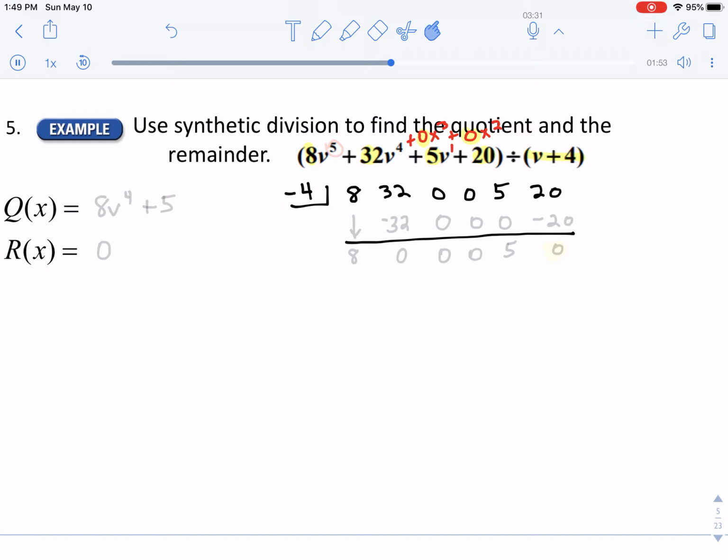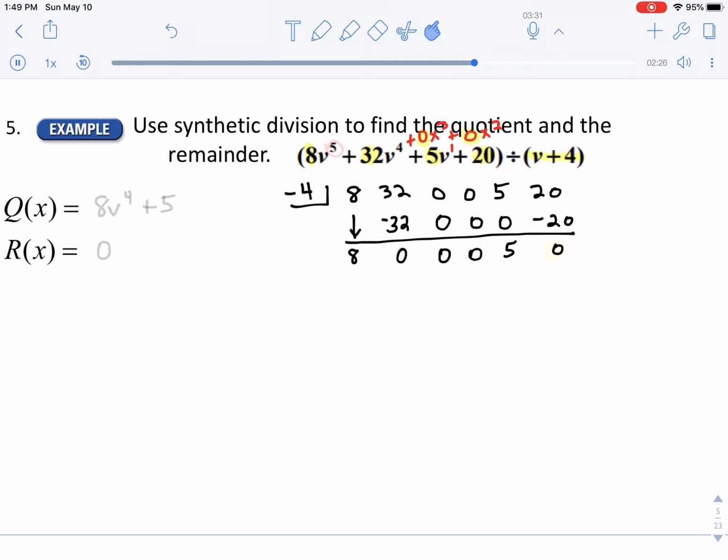and then the rest of it is multiply, add, multiply, add. So first we bring down the 8, now we multiply. Negative 4 times 8 is negative 32, add, we get 0. Now we multiply. Negative 4 times 0 is 0, we add, we get 0. Negative 4 times 0 is 0, we add, we get 0. Negative 4 times 0 is 0, we add, we get 5. And negative 4 times 5 is negative 20, and we get 0. Now that's not the answer.